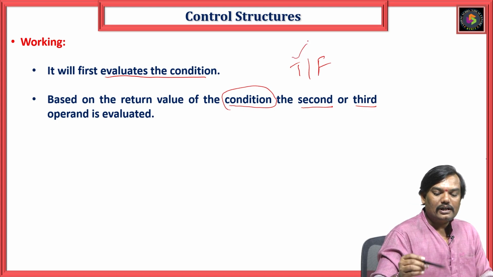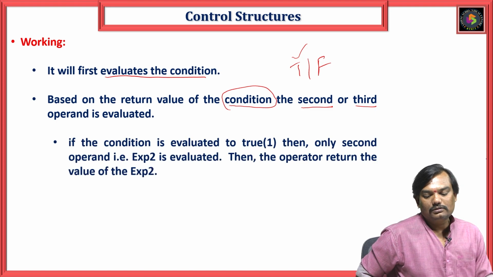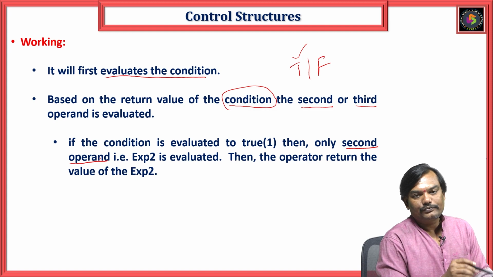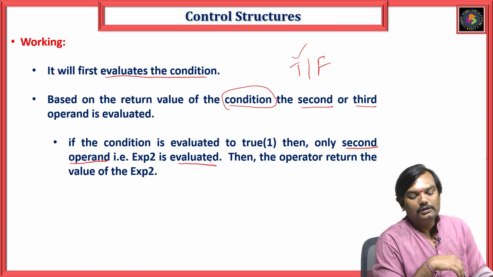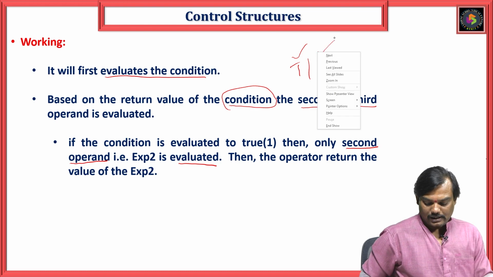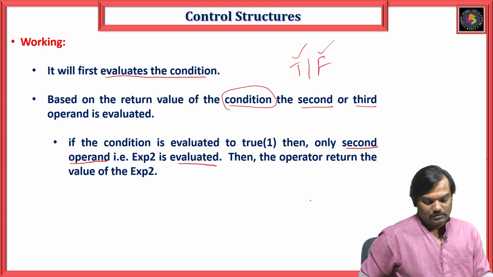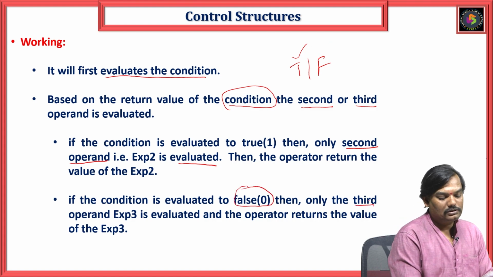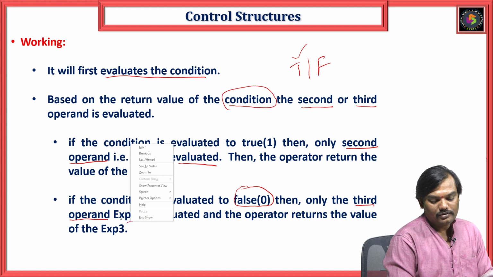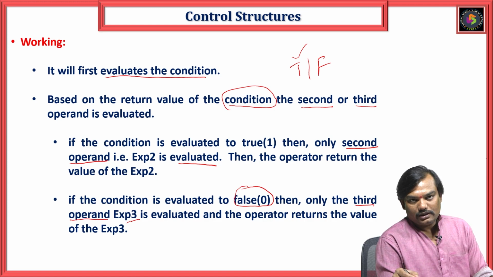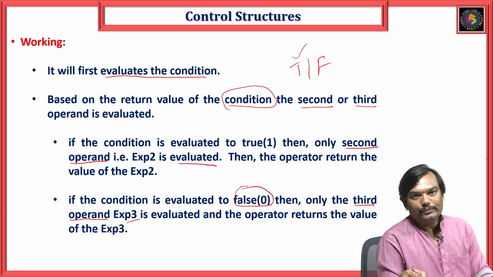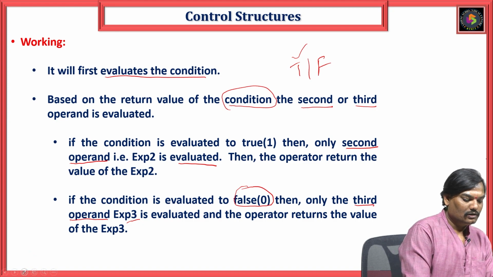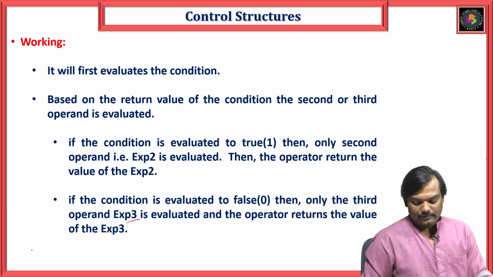Now assume that the condition is evaluated to true, then the second operand in the conditional operator, expression 2 in our syntax, gets evaluated, right? If the condition is evaluated to false, then the third operand, which is expression 3 in our syntax, will be evaluated. So after evaluating either expression 2 or expression 3, the operator will return the result of that evaluation to the program. So this is how we will make use of the conditional operator in a C program.